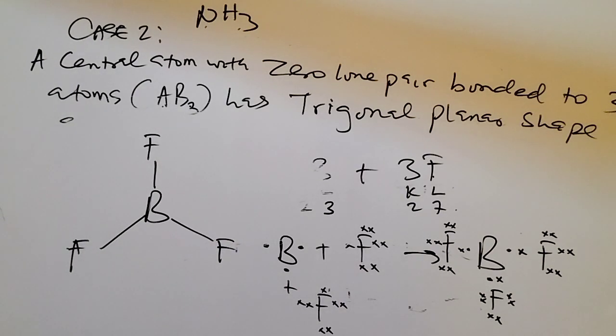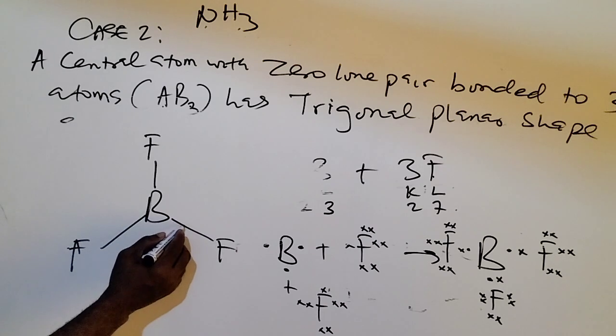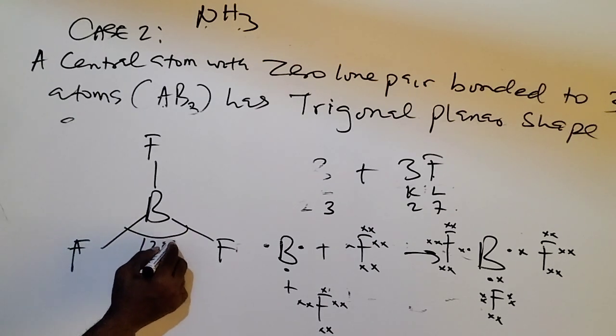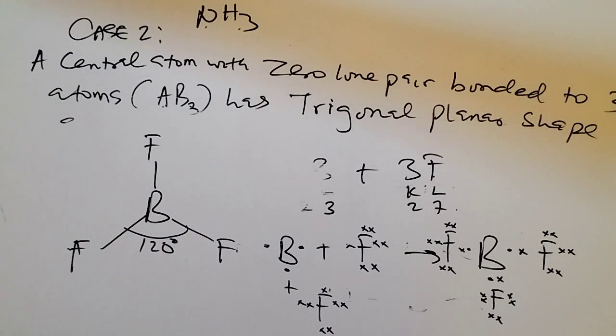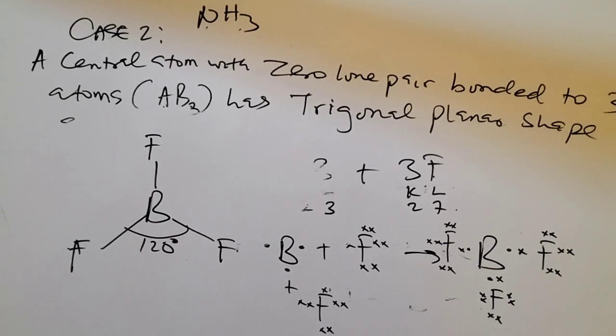And then the bond angle between one bond and the other for this molecule is 120 degrees. So any molecule that has trigonal planar shape has a bond angle of 120 degrees, while for the linear shape that we did before, the bond angle is 180 degrees. Go to the third case.